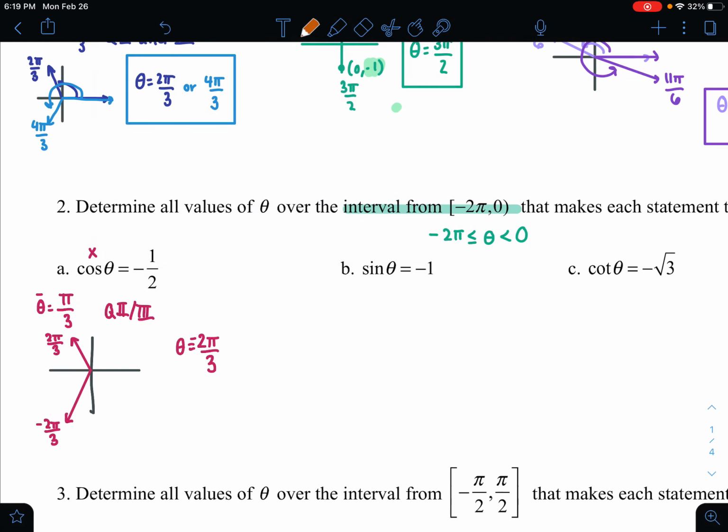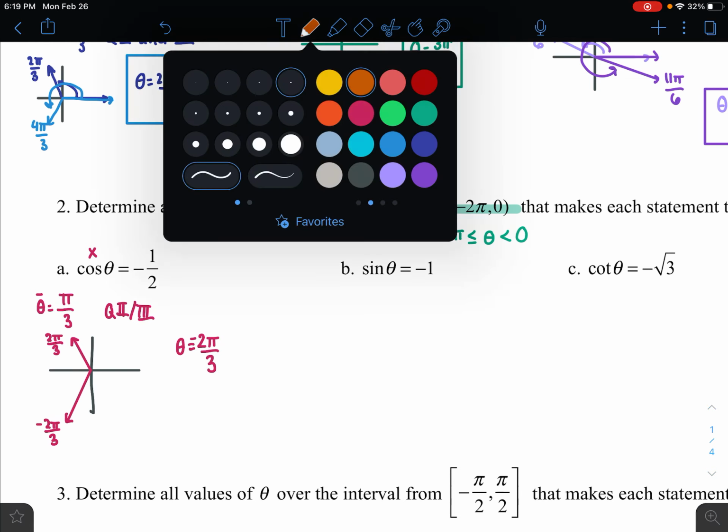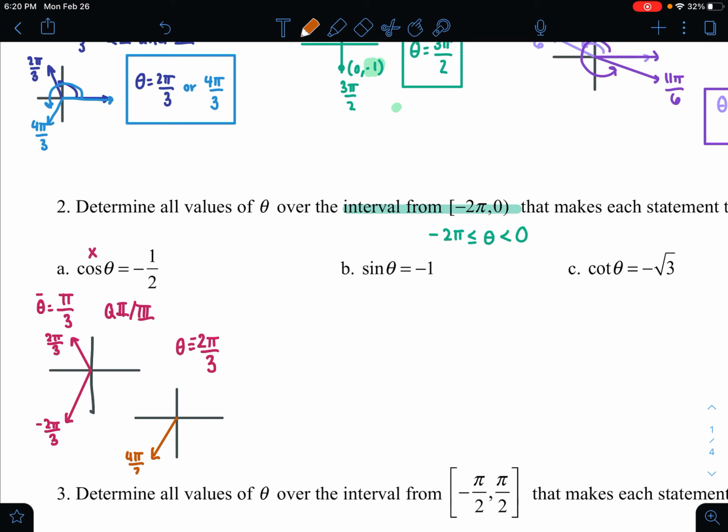Now, if we think about it normally, I'll draw a separate one. If we saw above, in quadrant 3, our angle was 4 pi over 3. But if we make that negative, it'll get reflected into quadrant 2 and also satisfy what we're looking for theta. Both of these angles fall between negative 2 pi and 0.